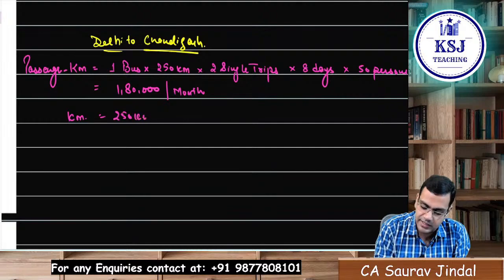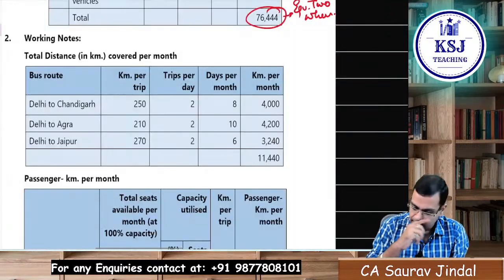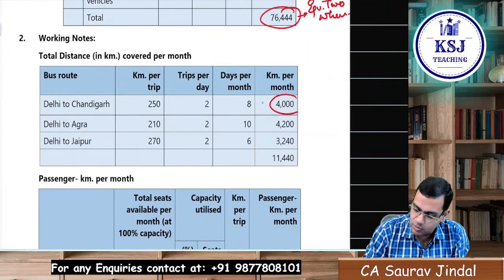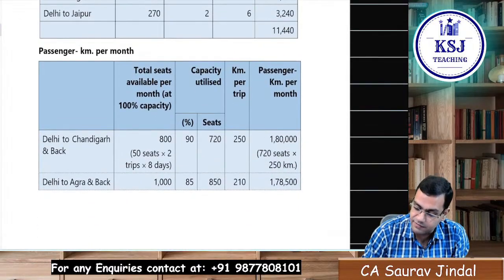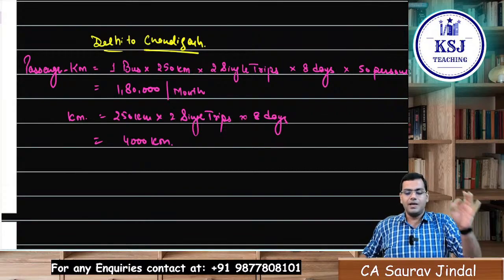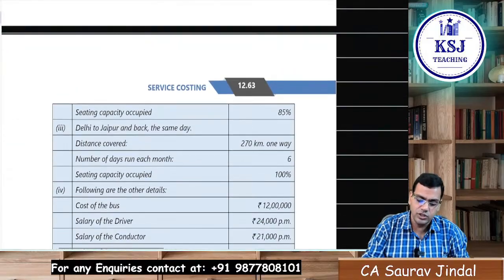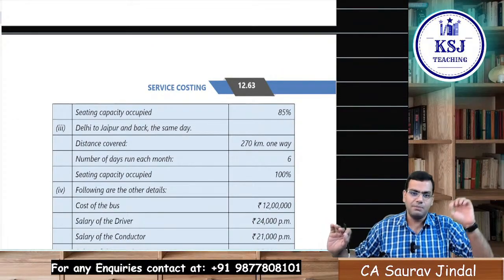If you want to calculate only the kilometers, that will be 250 kilometers multiplied by 2 single trips, multiplied by 8 days. So that will be 250 into 2 into 8, 4,000 kilometers. Clear? 4,000 kilometers, and the passenger kilometers will be 1,80,000. This is from Delhi to Chandigarh. Same way you will calculate from Delhi to Agra and Delhi to Jaipur. Absolutely same way, kilometers also and passenger kilometers.